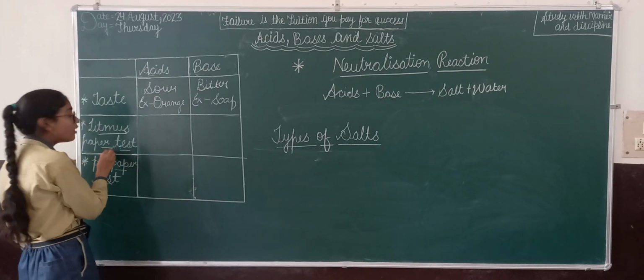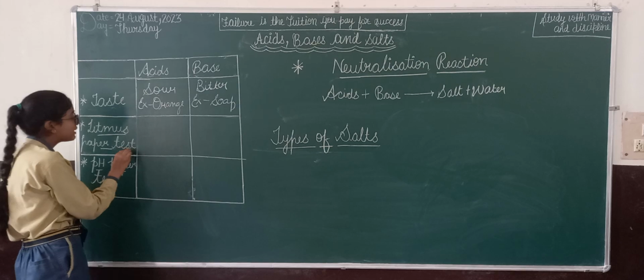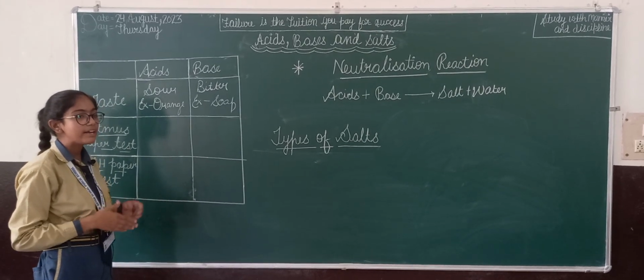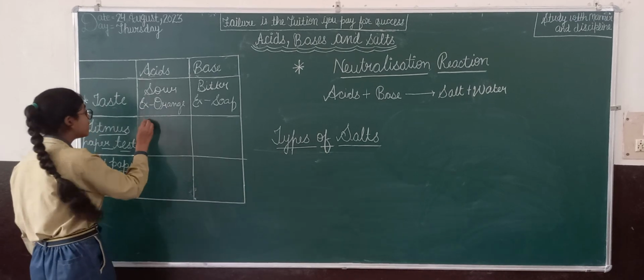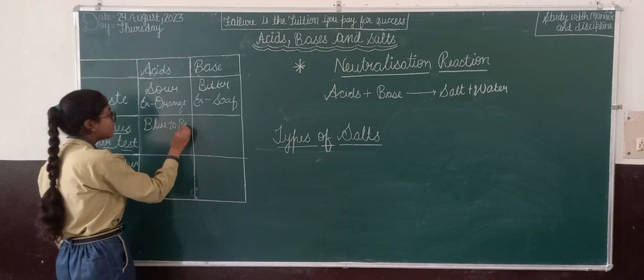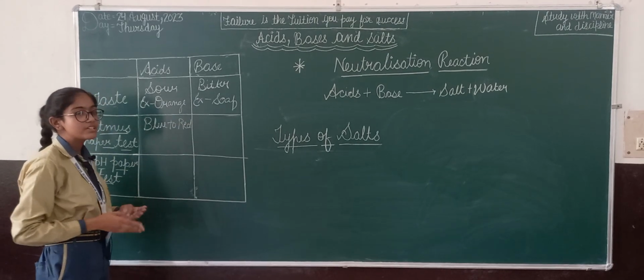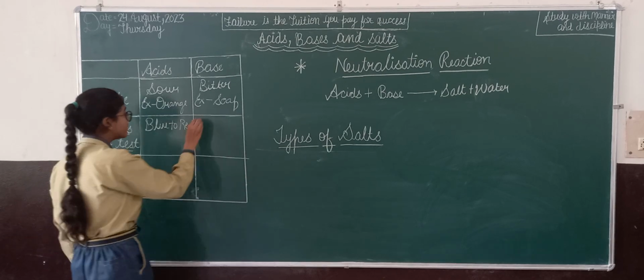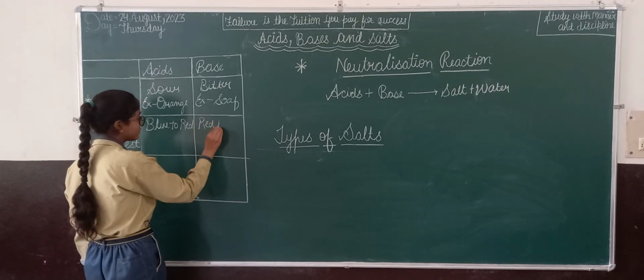Now we classify on the basis of litmus paper test. In acid, the substance in which blue litmus paper turns red indicates an acidic solution. Blue to red. And in base, the substance in which red litmus paper turns blue indicates a basic solution. Red to blue.